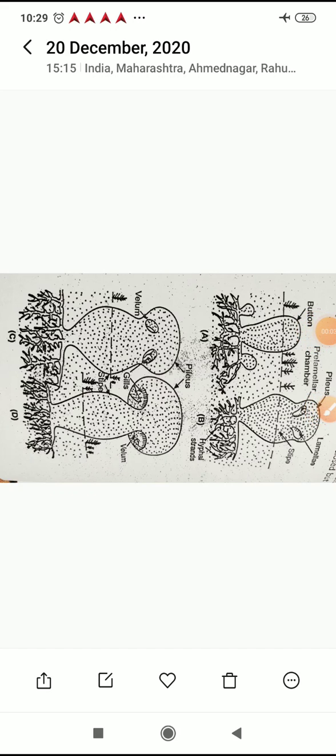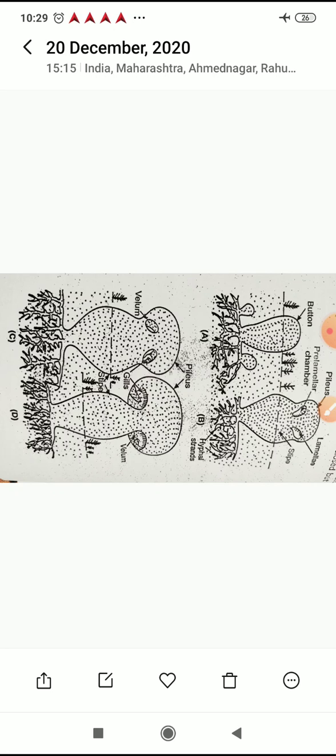Study of the life cycle of one of the mushrooms. The name of that mushroom is Agaricus bisporus, one of the edible mushrooms widely cultivated throughout the world and commonly or popularly known as a button mushroom.